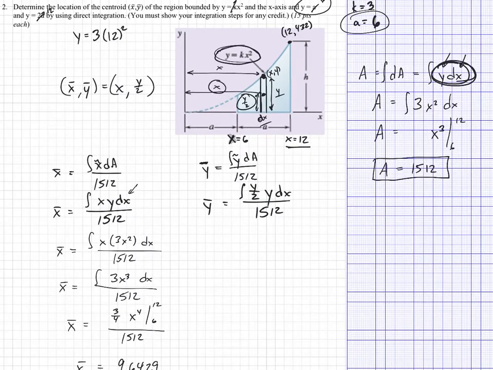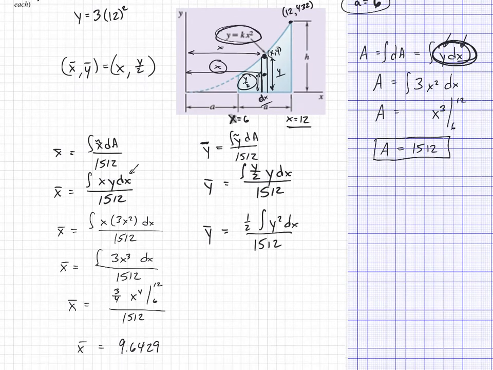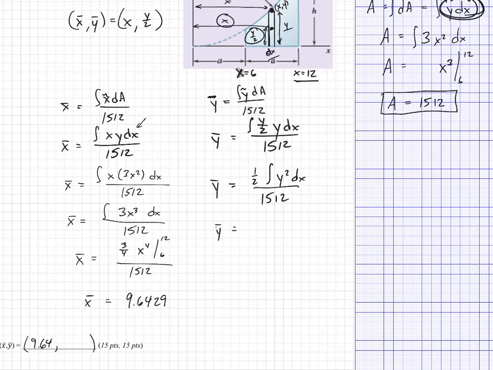All right, so let's go ahead and solve this. So y bar equals, so we still got that 1512 on the bottom. I'm going to pull that 1/2 out, right? So now I get the integral of y squared dx. Let's see here, for y bar, I'm going to combine that 1/2 and that 1512, and I'm going to get 3024.